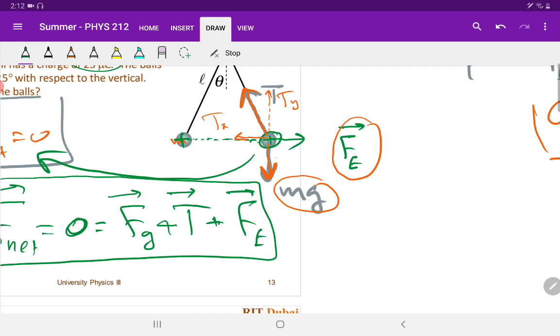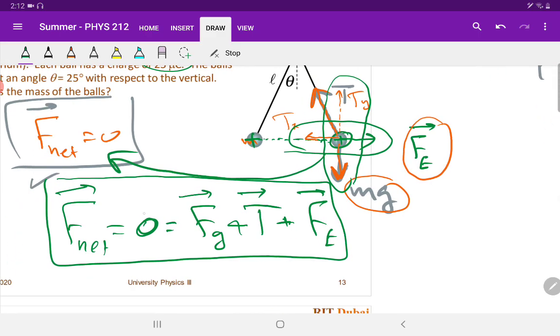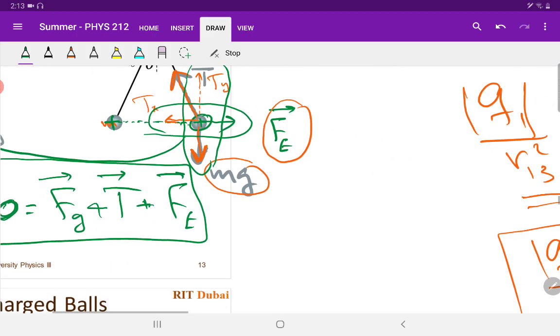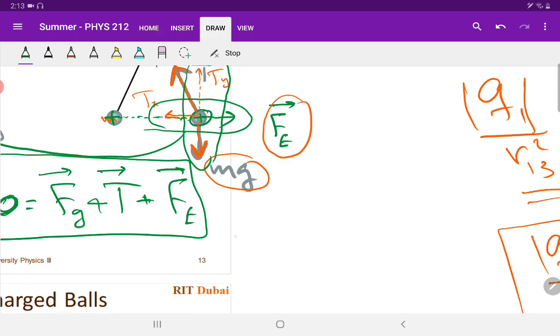And keep in mind that Tx and FE will cancel each other, and Ty and mg will cancel each other. So the y component vectors will cancel each other, and the x component vectors will cancel each other. And that's why we end up with the equilibrium condition in such a way that F net will be 0. I hope you understand this. Now, all we have to do here is analyze the vectors.